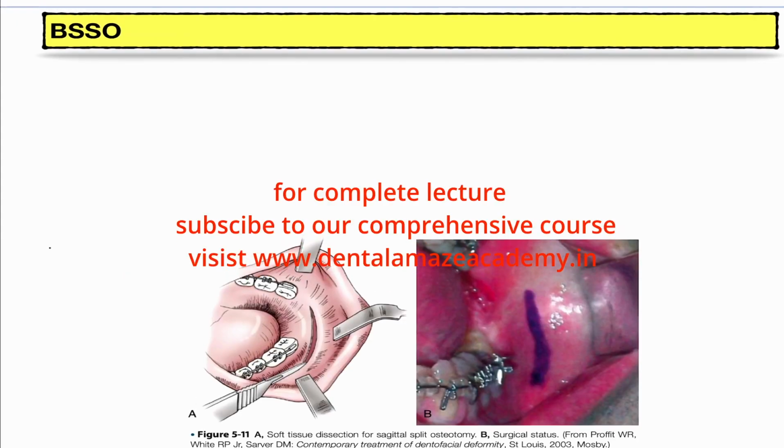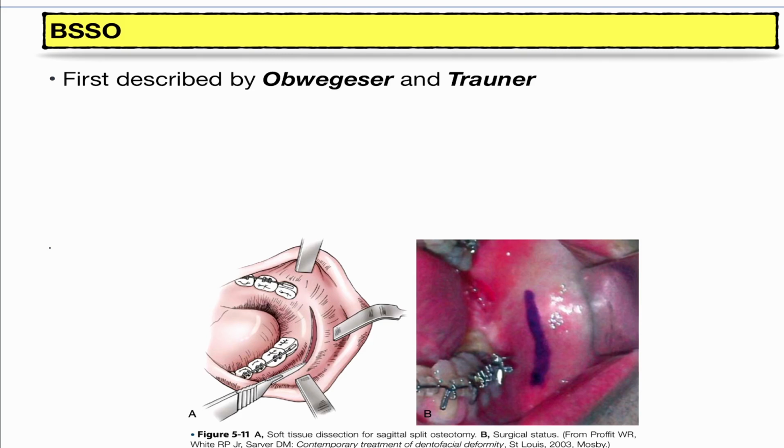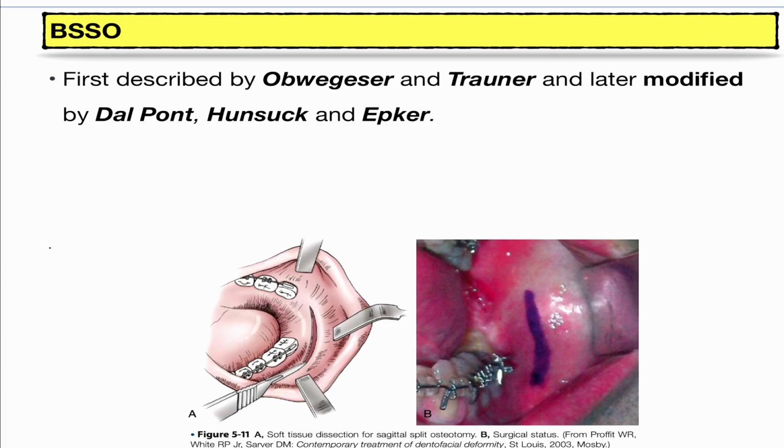As I've told you, the first topic is BSSO, bilateral sagittal split osteotomy. We'll understand this better. It was first described by a very famous person in oral surgery, Obwexer, and Trauner. So Obwexer and Trauner. It was later modified by three people: Dalpont, Hunsuck, how you pronounce it is up to you, and Epker.